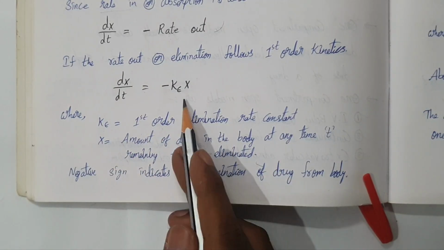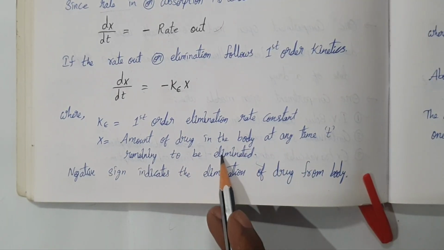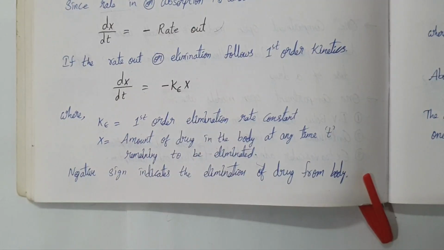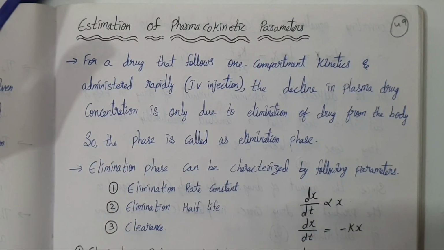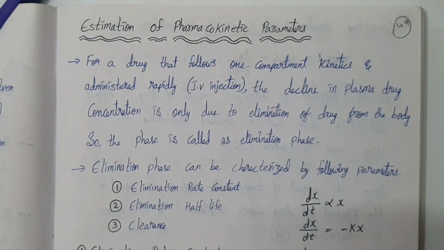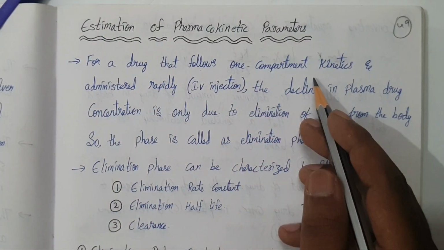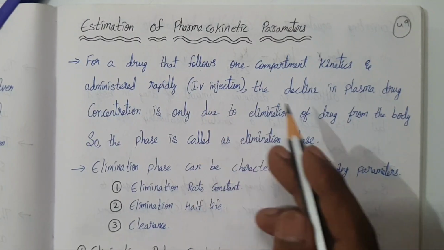Then x is the amount of drug in the body at time t remaining to be eliminated. And the negative sign indicates the elimination of drug from the body. Now we have got the elimination rate constant with respect to first order kinetics. Here we have to estimate the pharmacokinetic parameters for a drug that follows one compartment kinetics and is administered rapidly, meaning IV injection, bolus.